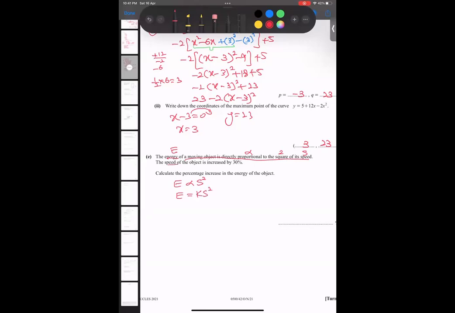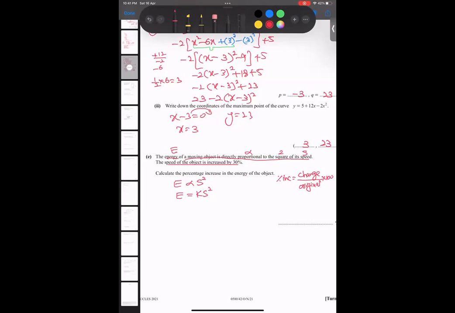And the speed of this object is increased 30%. So find out the percentage increase of the energy of the object. So we need to find the increase. And what is the formula of the percentage increase? Let me write. So change divided by original, or old or original, times 100. This is actually the formula. So this is actually the first formula.